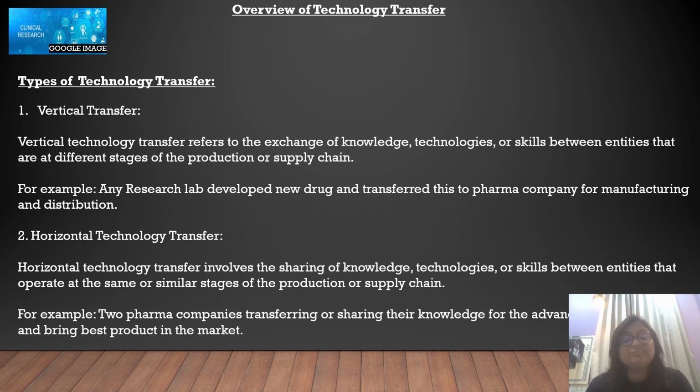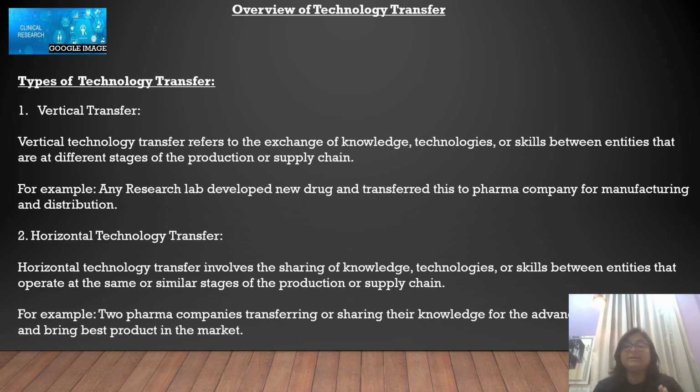Now there are various types of technology transfer. First is vertical transfer. Vertical technology transfer basically refers to the exchange of knowledge, technology, or skills between entities that are at different stages of the production or supply chain. For example, if any research lab or university lab develops something new, and they don't have facilities to manufacture it, market it, or distribute it, then the technology will be transferred to the industry, where they will make it and distribute it.